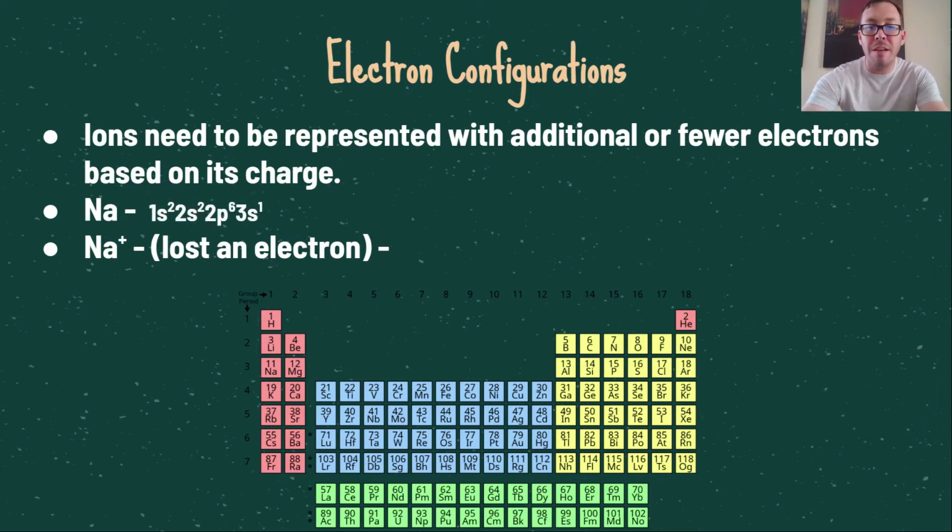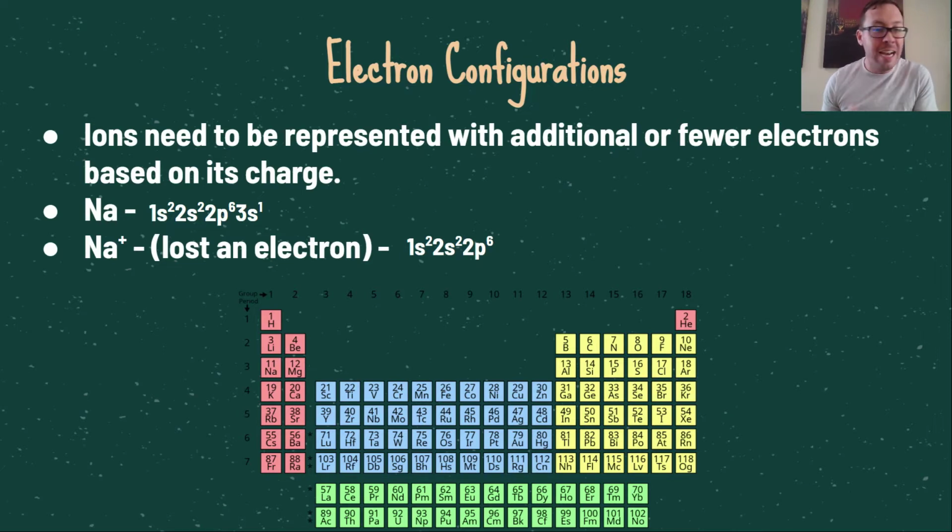So remember that elemental sodium is 1s2, 2s2, 2p6, 3s1. Well, Na with a positive charge means that it has lost an electron. We do need to keep in mind that atoms are going to lose the outermost electron before losing any inner electrons. So the outermost electron, the one that is furthest from the nucleus, is going to be the one in the 3s sublevel. So as a result, we're going to lose that electron, so our new electron configuration is simply going to be 1s2, 2s2, 2p6.